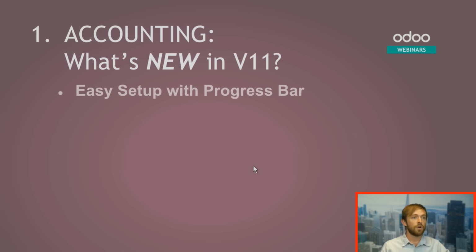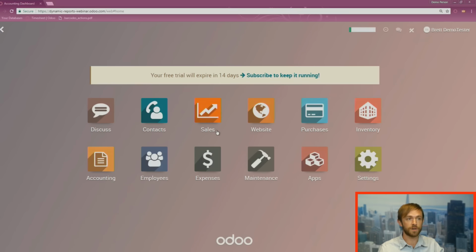One of the first things I want to point out is we now have an easy setup for accounting using this progress bar. I'll jump over to this demo database right now. As you can see, this is the look of V11. It's subtle changes here and there. The interface is a little different. It's cleaner, and it looks like it's higher resolution than it used to be.